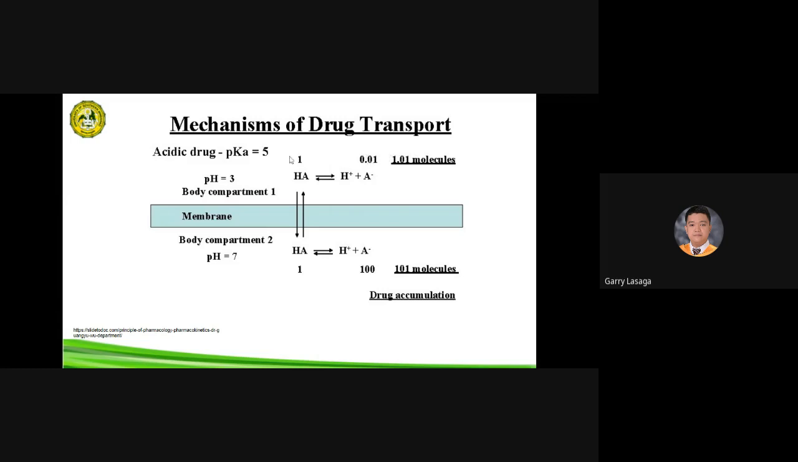So for example, when we have a pH of 4 for the environment, ilan kaya dito?